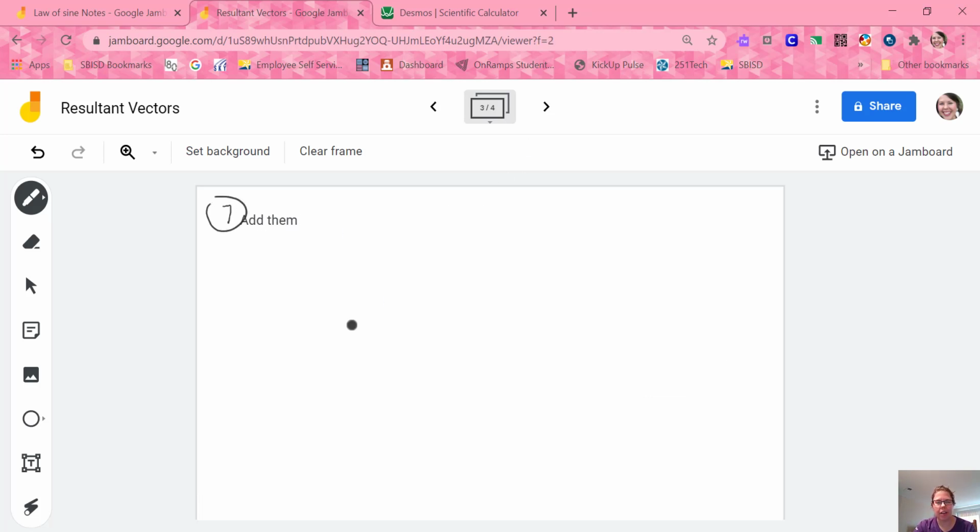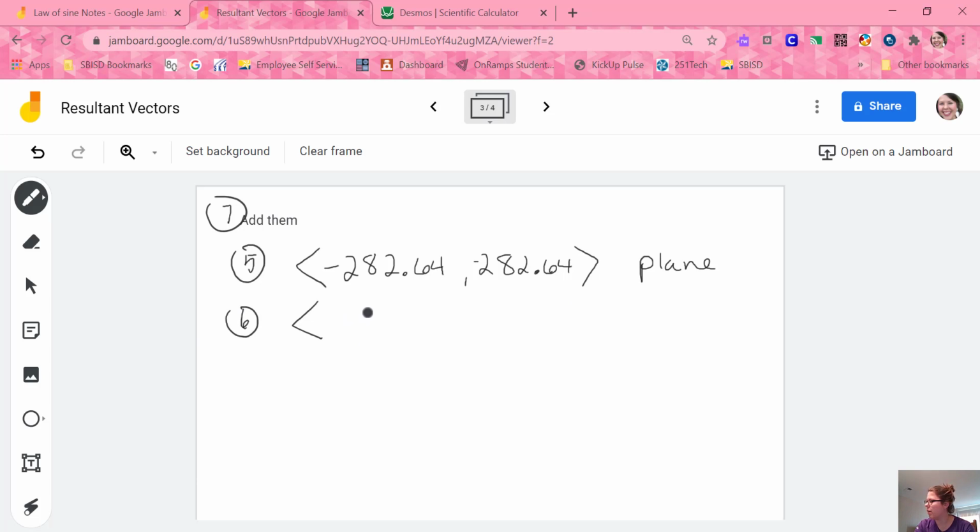On number 7, we're going to take those two vectors and add them together. Number 5 was negative 282.64. If you weren't able to figure it out, this is what you should have had. Negative 282.64 should have been my plane. And then number 6 was my wind, which was 0.15. For number 7, you're going to add those two things together and get a vector.